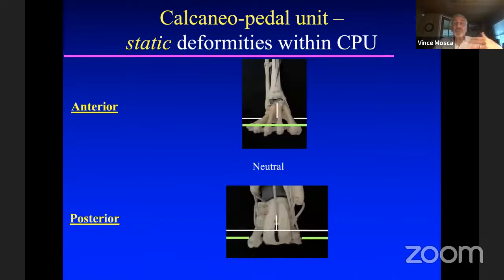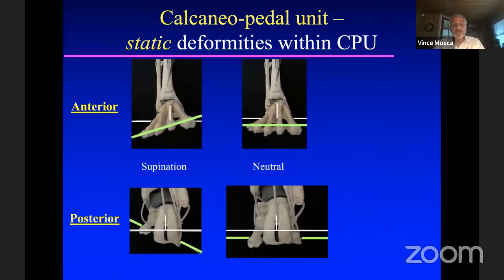Well, let's go back to the other deformities here. There's neutral. And now I've got on top, looking at it from the front and looking at it from the back. You see, looking at it from the back, we're looking at the calcaneus. The short white line is vertical. Transverse white line means the hind foot is perfectly aligned. And the green line means all the metatarsals are on the ground.